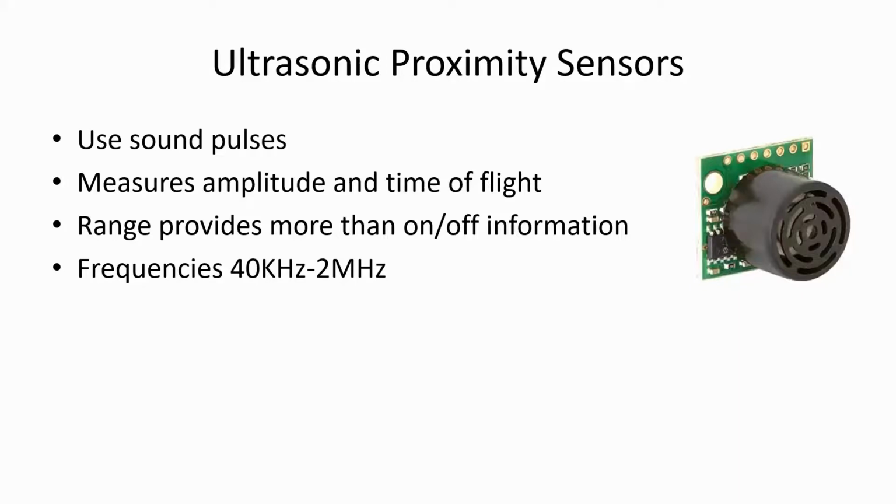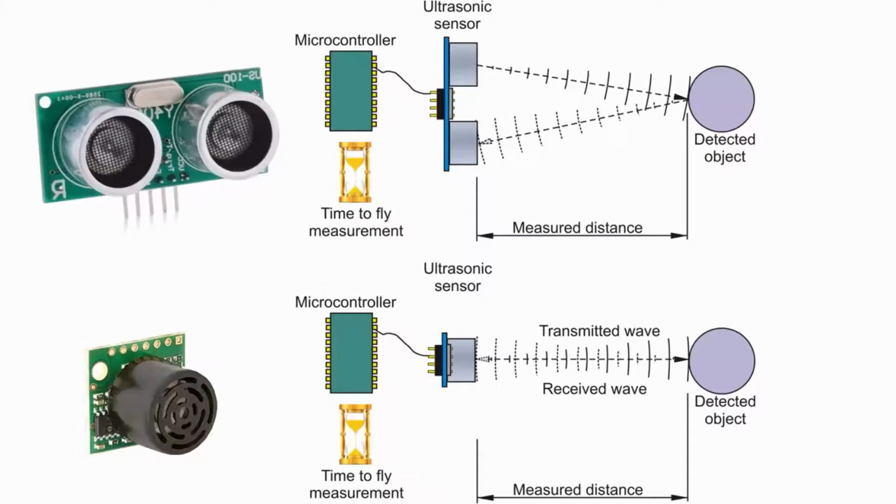It gives additional information like the distance in millimeters, centimeters, meters or inches. We can get that information. The frequency of operation is 400 kilohertz to 2 megahertz. So here you can see the working of the ultrasonic sensors.